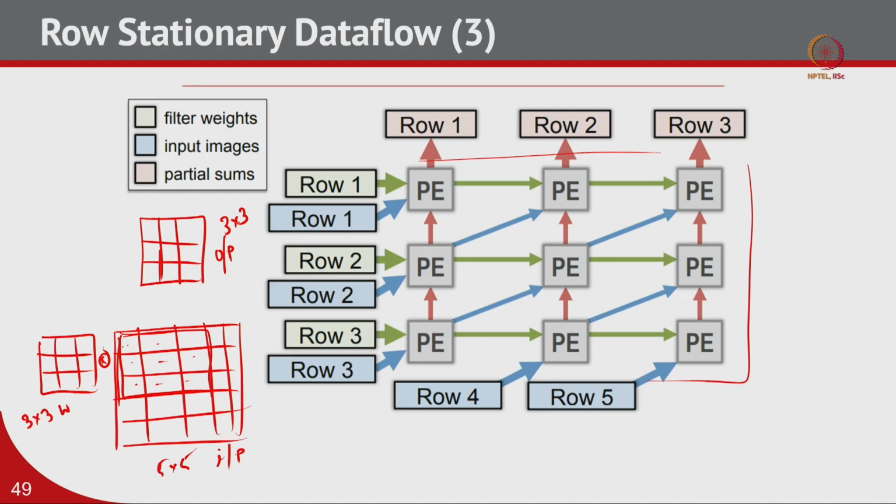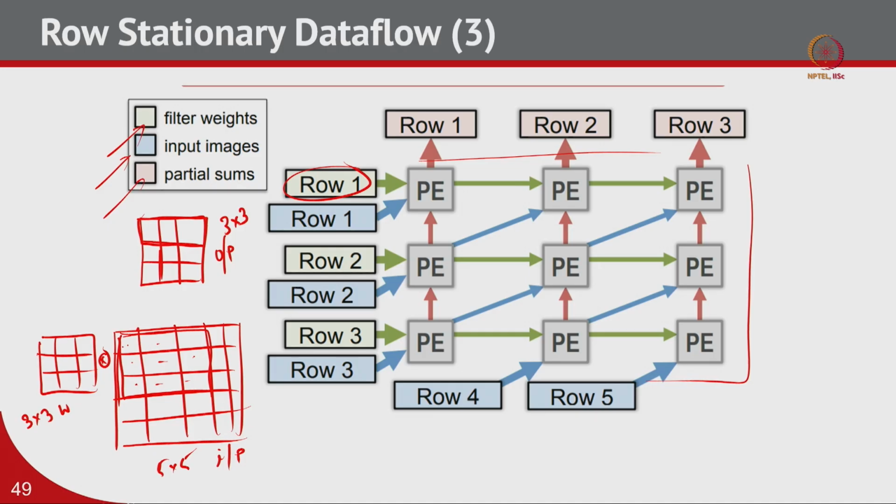In row stationary data flow, the idea is to generate one row of the output feature map in one go. How is it done? Let us see. To do that, we have to slide this 3 by 3 kernel onto this 5 by 5 input image for the full row, right. So, that is why, again, green means the filter weight, blue means the input image, light pink means the partial sums.